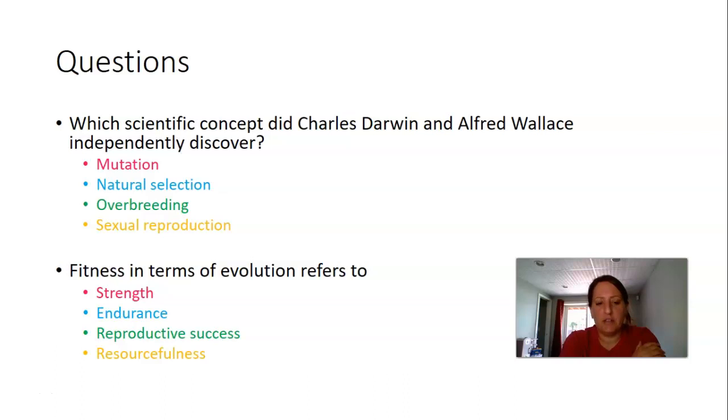Next question. Fitness in terms of evolution refers to, so being fit, does that mean having strength, having endurance, being reproductively successful, or having resourcefulness? And so hopefully you answered green, reproductive success. Remember, fitness in an evolutionary sense means those organisms who are best suited for that particular environment are going to make it. And more importantly, they're going to be able to reproduce successfully and therefore put their genes, their alleles, into the next generation. So what we have is a change in allele frequencies over time. That's really what evolution is.